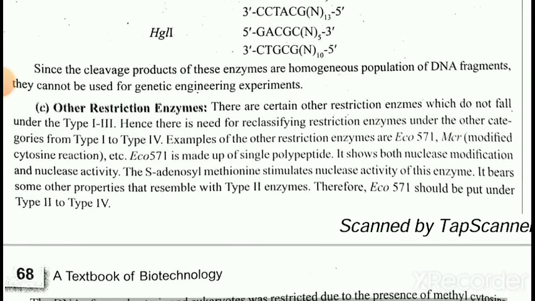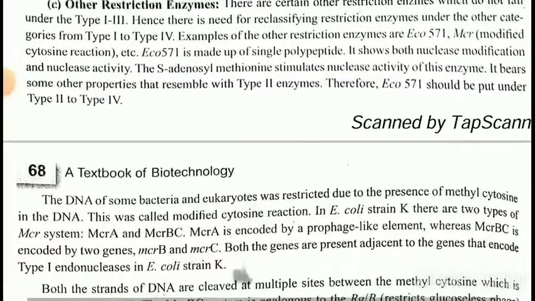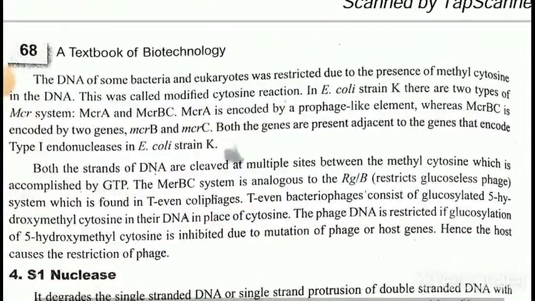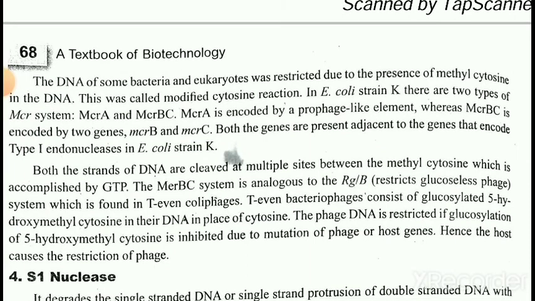The DNA of some bacteria and eukaryotes was restricted due to the presence of methylcytosine in the DNA. This was called modified cytosine restriction. In E. coli strain K, there are two types of MCR system, McrA and McrBC. McrA is encoded by a prophage-like element, whereas McrBC is encoded by two genes, McrB and McrC. Both genes are present adjacent to the genes that encode type 1 endonucleases in E. coli strain K. Both strands of DNA are cleaved at multiple sites near the methylcytosine, which is accomplished by GTP.